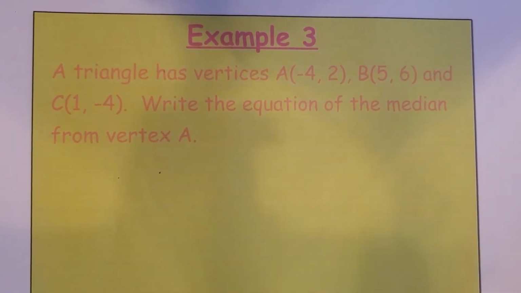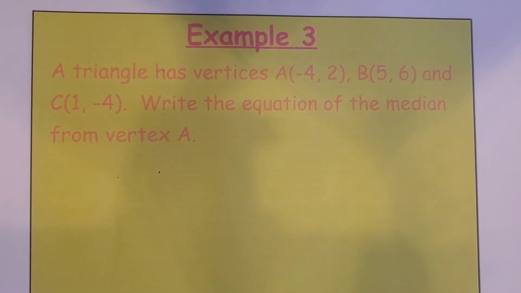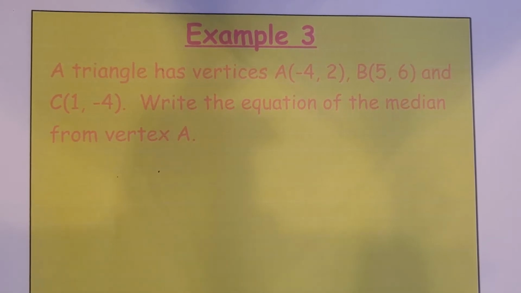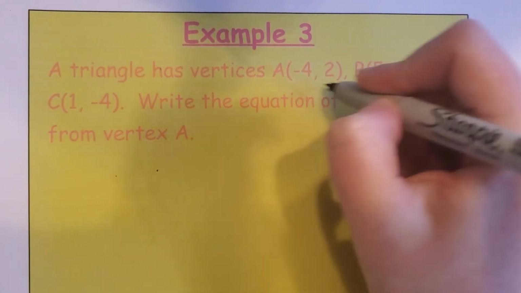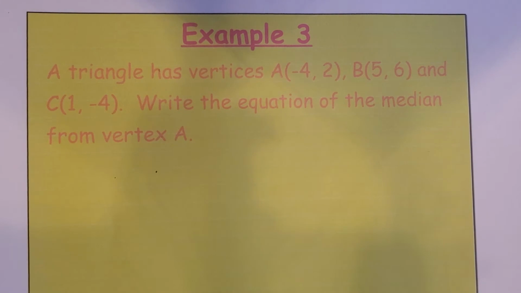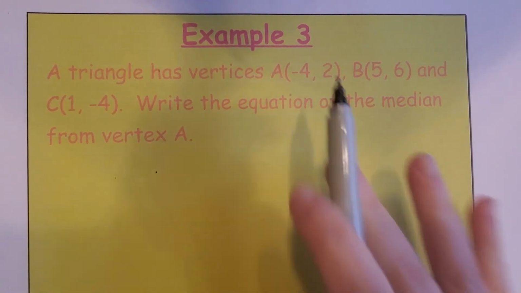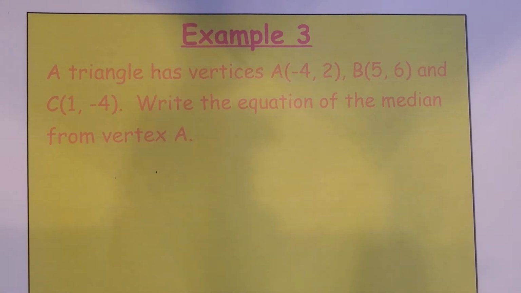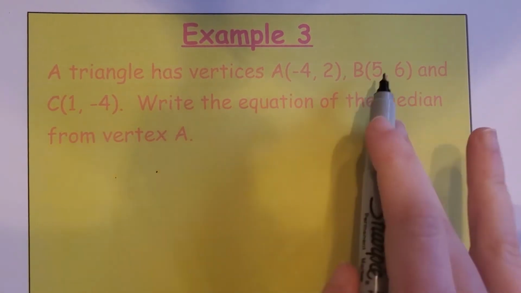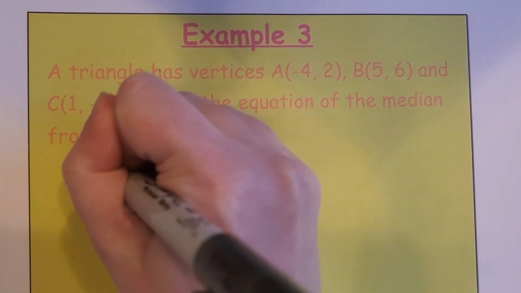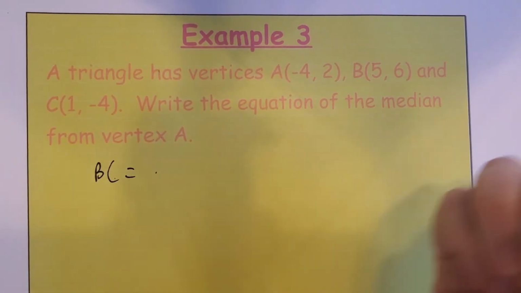Medians, we just said, pass through the opposite vertex, and also pass through the midpoint of the opposite side. So if we're writing the equation of the median from vertex A, this point A is going to be one of the two points we use. It's got to pass through point A and the midpoint of the other side, which is BC. So the first thing we have to do is find the midpoint of BC.